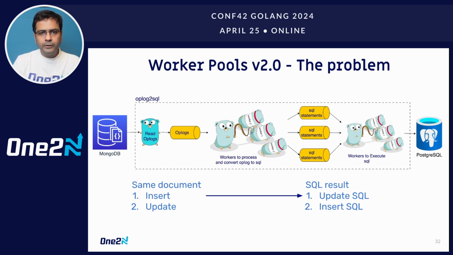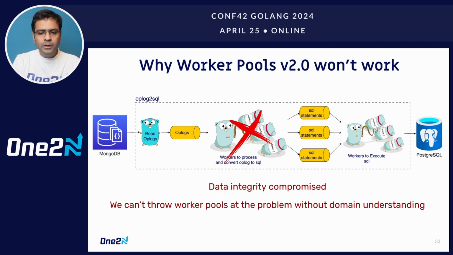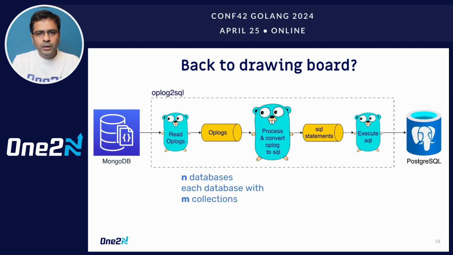That means it could end up happening that the update SQL runs first and then it tries to run the insert SQL. Well, that would result in a SQL error. So we can't really throw worker pools at a problem, right? The data integrity gets compromised and we have a correctness issue. So we need to always write a correct program first, then we can make it performant, right? So this is a program that is performant, but it's not really correct. So then do we go back to the drawing board or what do we do, right?